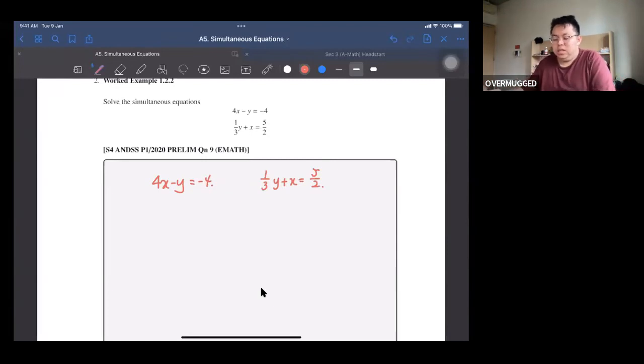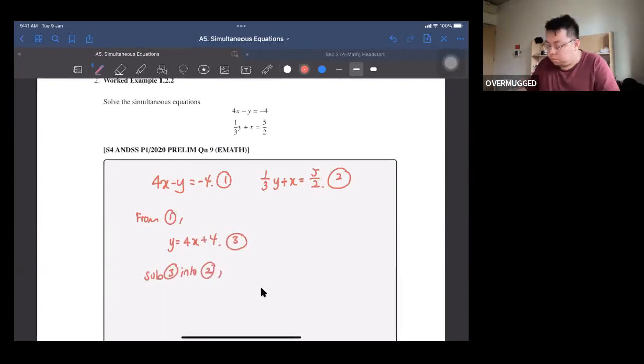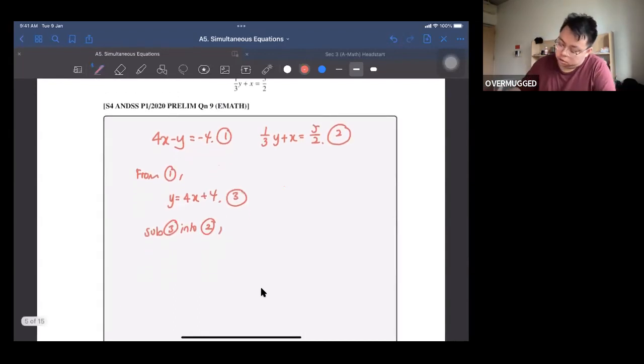So I'm going to use the easier equation and substitute. I'm going to take from equation 1 because that is clearly easier. From equation 1, I'm going to get y equals 4x plus 4. That is by throwing the y onto the right and then throwing the negative 4 onto the left, you get 4x plus 4. This is equation 3. You're going to sub equation 3 into equation 2, and let's solve it up.